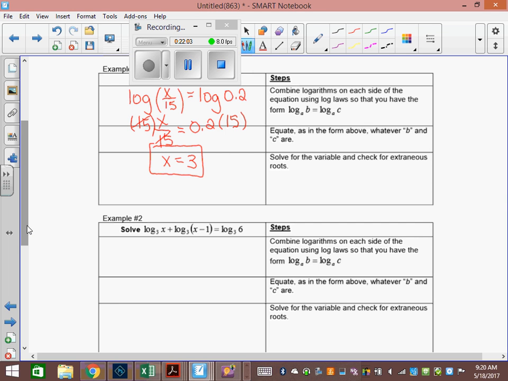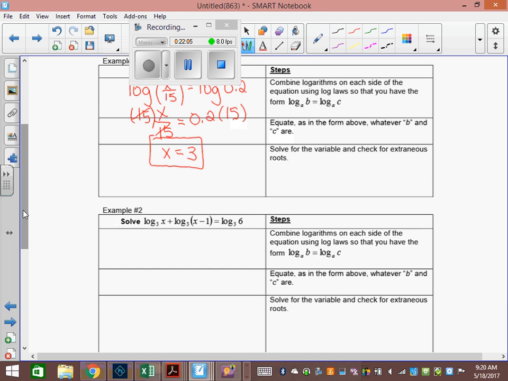Now, there's a catch too. What they could do is put coefficients in front of these logs. Then you couldn't just combine them right away, right? If they put coefficients in front of the logs, what would you have to do first? Move them up as the exponent, and then you could combine them, right? Because we can't combine unless we have positive or negative ones in front of our logs.